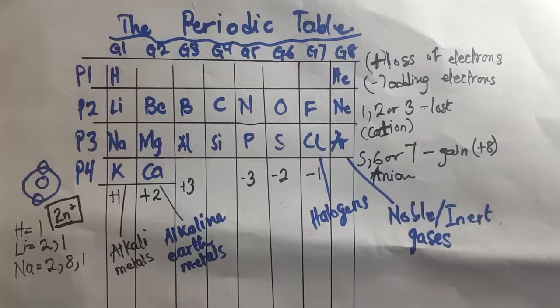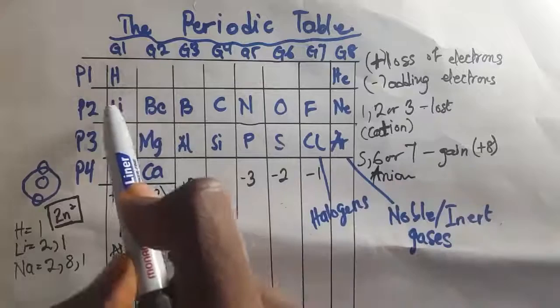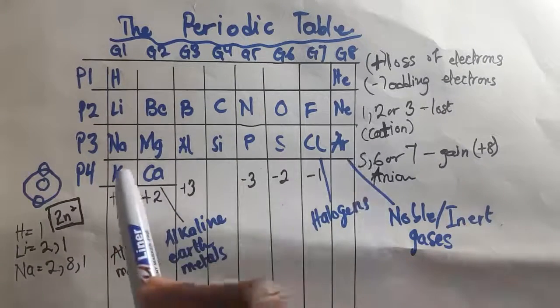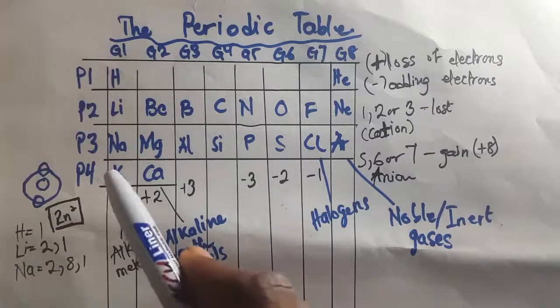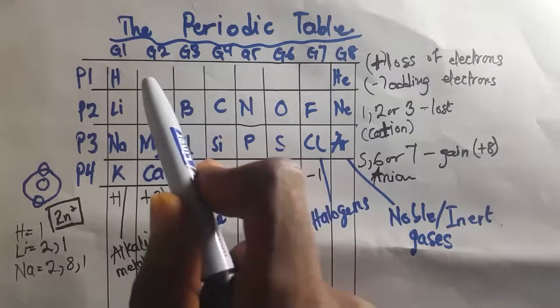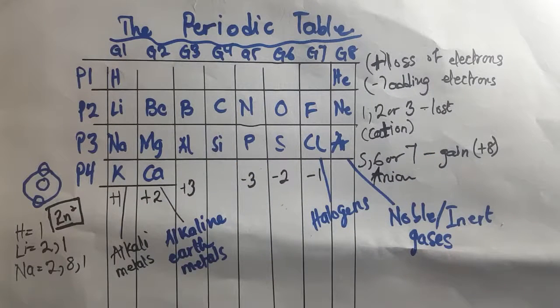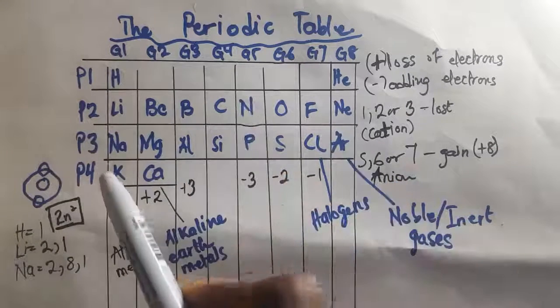Okay. So hydrogen, helium, the same period. Lithium to neon, the same period. Sodium to argon, the same period. Then potassium to calcium, the same period. So it means that helium and hydrogen will have the same number of shells. Same as lithium to neon and so on.